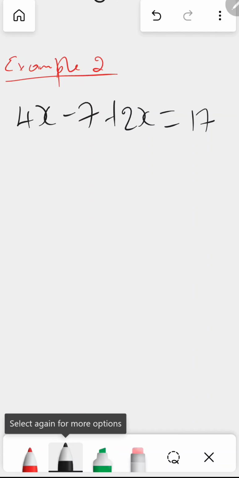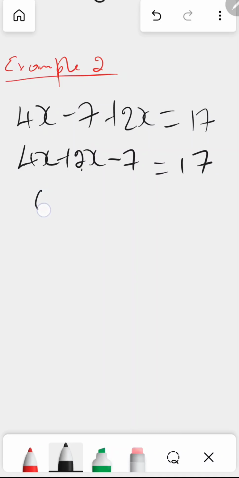Okay, so now that we have finished that, let's move on to example number 2. And here we have 4x minus 7 plus 2x equal 17. The first thing that we are going to do is to do what? That's right. We are going to group our like terms. So let's go. We'd have 4x plus 2x, and it's minus 7 equal 17. 4 plus 2 is 6, and we put back our x, minus 7 equal 17.